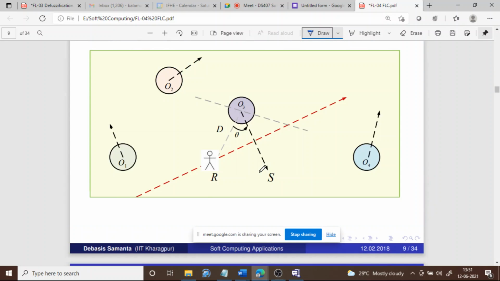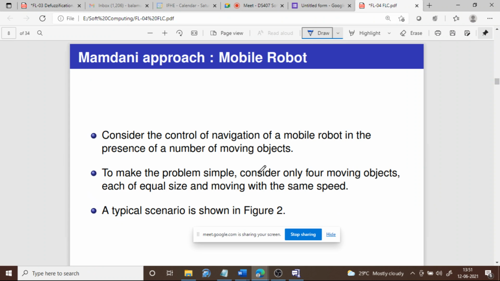Okay, fine. Let us stop here. The further things we'll discuss in the next session. Basically, I'll just give an overview. We'll be discussing the Mamdani approach using this particular example called mobile robot. Here we want to make a robot move. We want navigation of a mobile robot in the presence of moving objects. That is, the robot should navigate in the presence of moving objects.